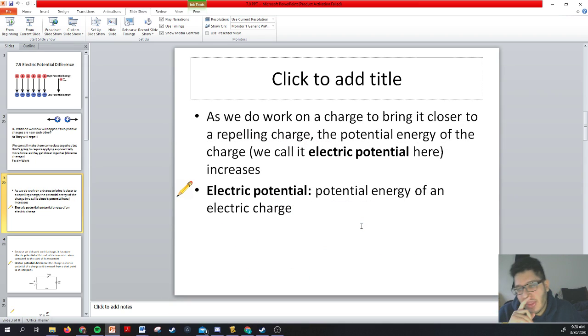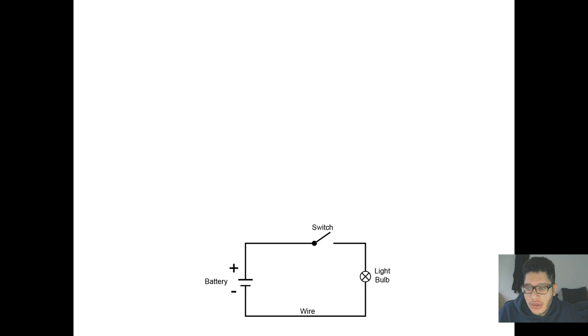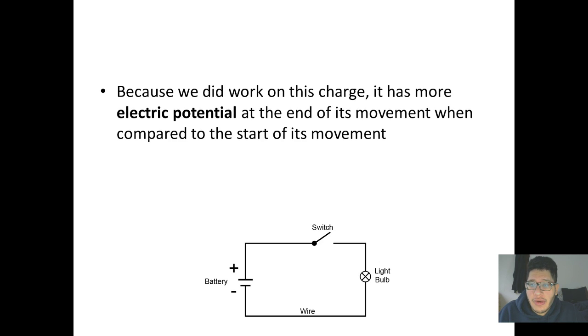Now, another way we could think about this, thinking about gaining this electric potential, is thinking about the difference in electric potential when we have a charge moving across a circuit. So we have a circuit here. A charge will be moving across the circuit, starting at one end of the battery, going to the other end of the battery. And because we did work on this charge, it has more electric potential at the end of its movement when compared to the start of its movement.